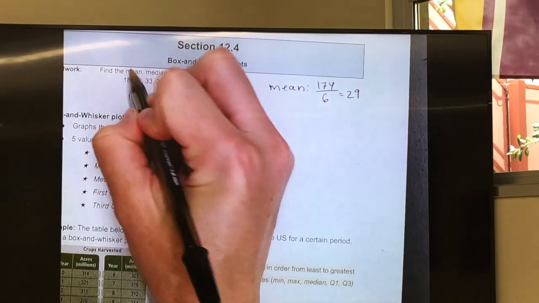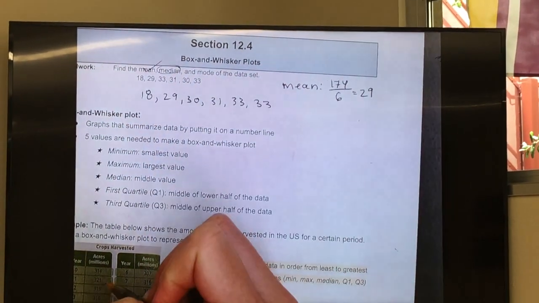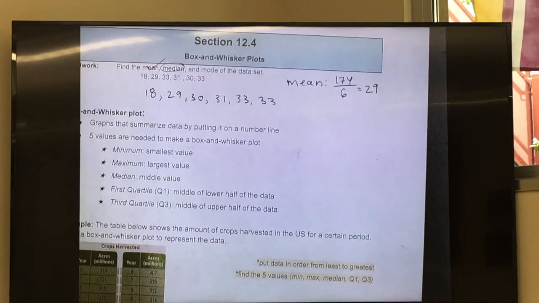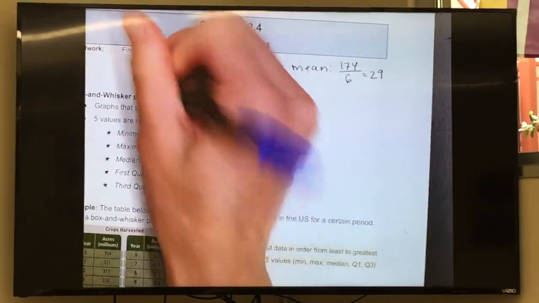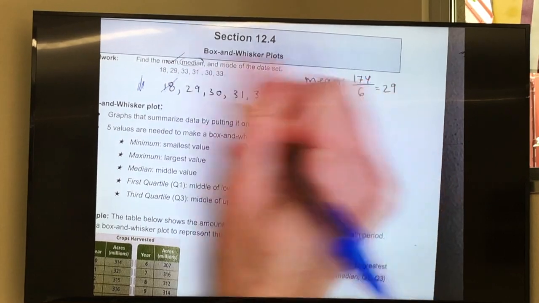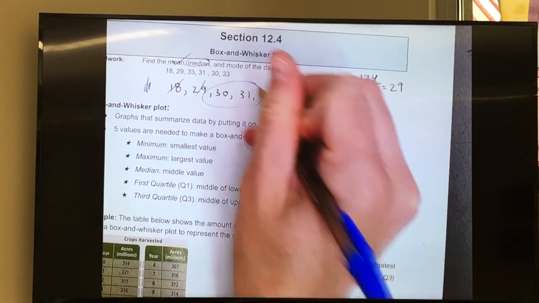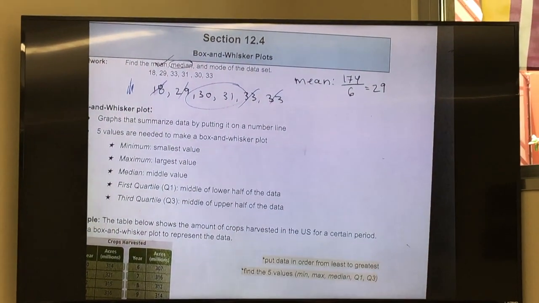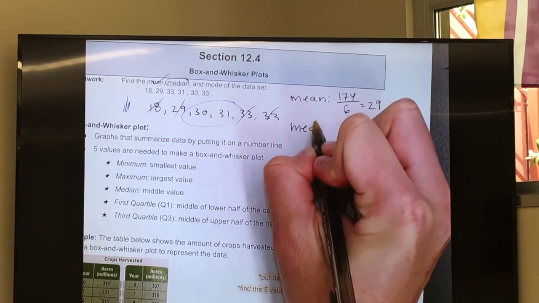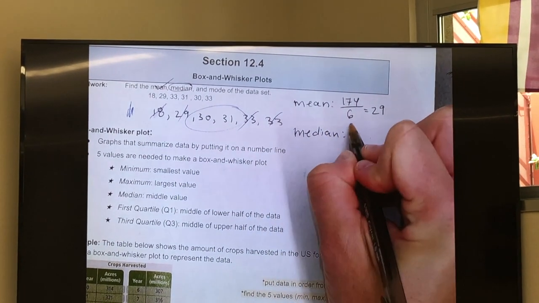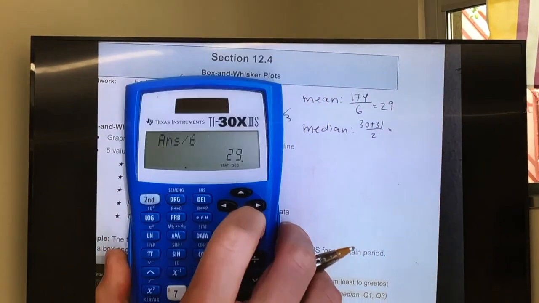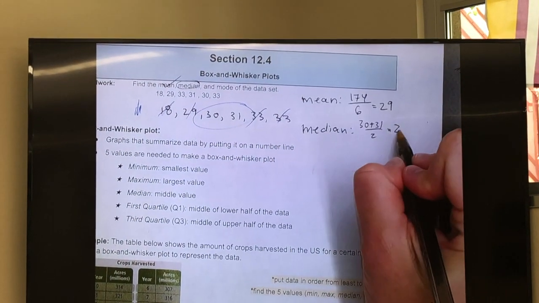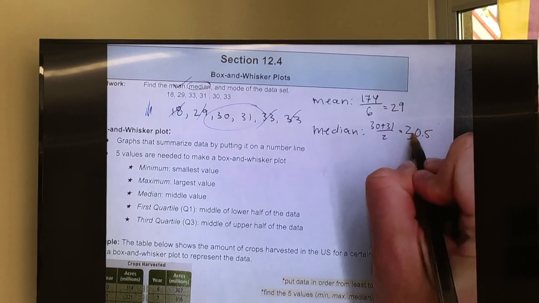Next, we're going to do the median. For the median, that's the middle. So we kind of nick off on both sides till we find the middle. 1, 1, 2, 2, and we have 2 in the middle. What we do with that is we add them and divide by 2 for the 2 numbers. 30 plus 31 divided by 2. Handy dandy calculator. 30.5. That would be the middle of the data.